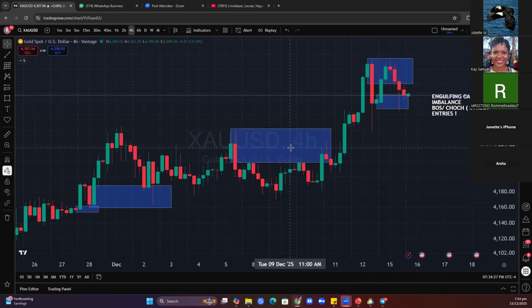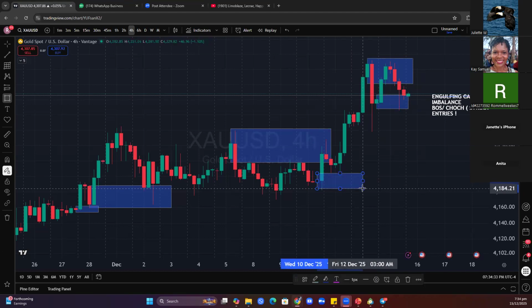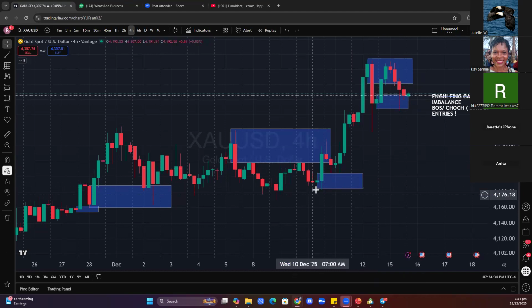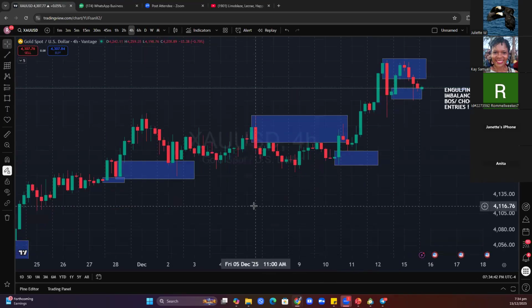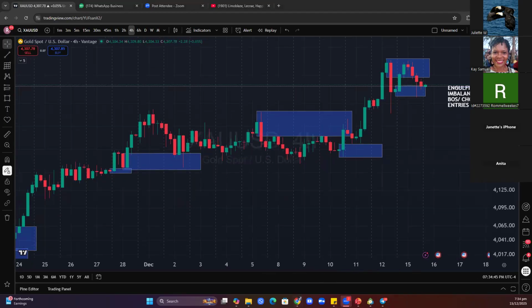So everybody has a better understanding of engulfing candles? You can see how it happens. You just mark it out. You see the candle that got engulfed, and then you see how price pushes off all of those areas. Let me know if everybody's following.